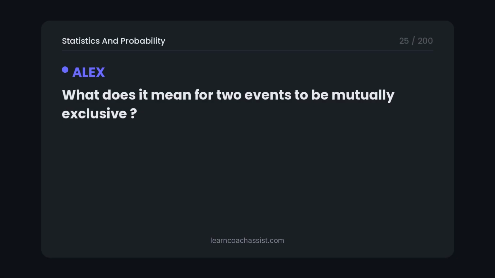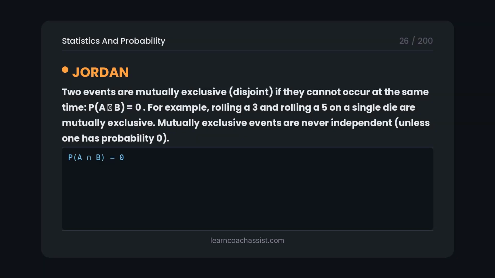What does it mean for two events to be mutually exclusive? Two events are mutually exclusive, disjoint, if they cannot occur at the same time: P(A ∩ B) = 0. For example, rolling a 3 and rolling a 5 on a single die are mutually exclusive. Mutually exclusive events are never independent, unless one has probability 0.